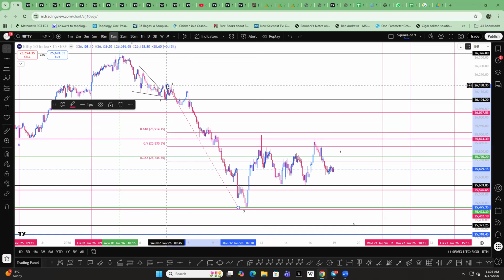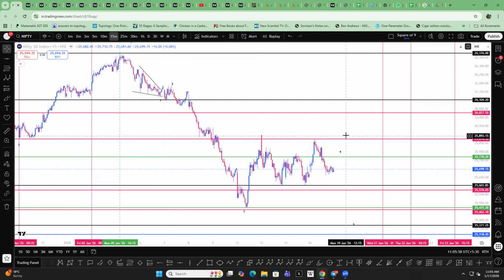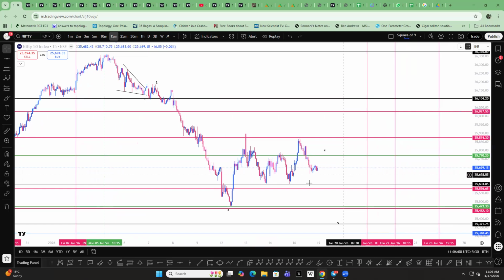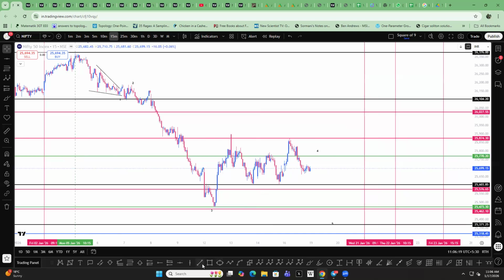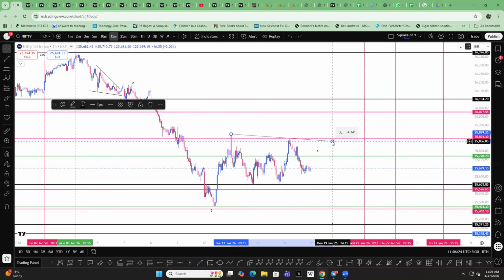But still, if we take this as wave 4, then wave 5 should follow, right? And what are the structures that wave 4 can develop? Wave 4 can be a complex correction, or it may be a triangle. Okay, and in that case, you can see a clear triangle pattern developing here. Okay, here is the pattern.